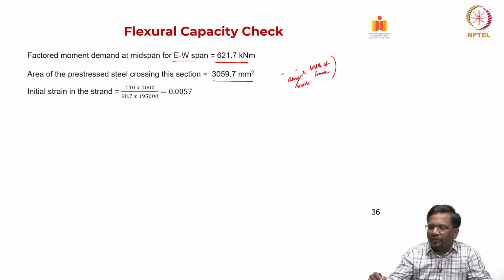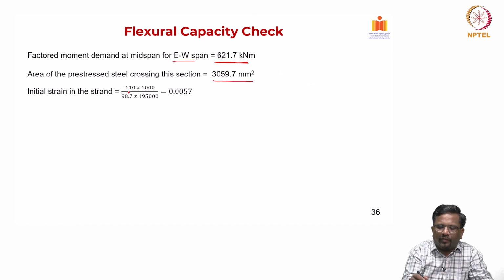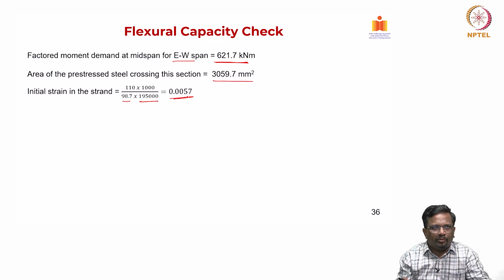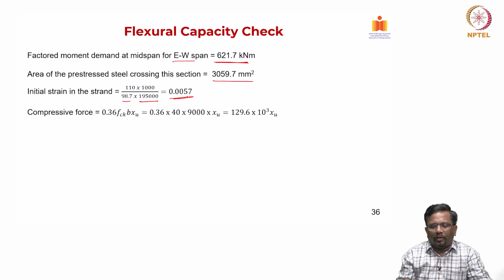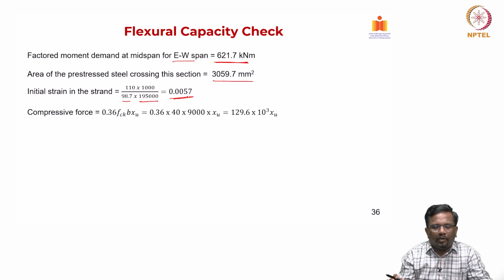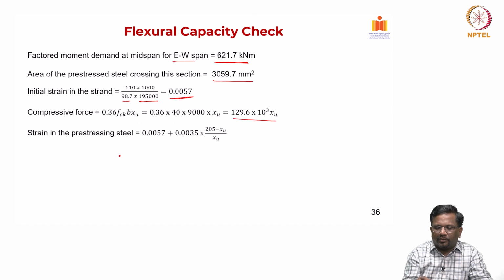Then the initial strain: you divide the effective pre-stressing force by the area of one cable to get stress, and stress divided by the elastic modulus will give me the initial strain. Then we apply the equations of equilibrium. Compressive force in the concrete has to balance the tension force, so 0.36 fck b x.